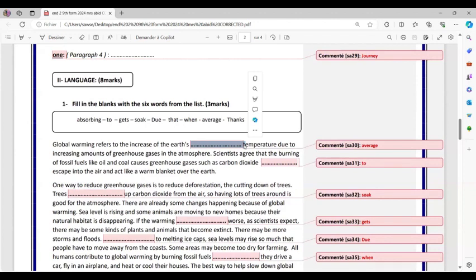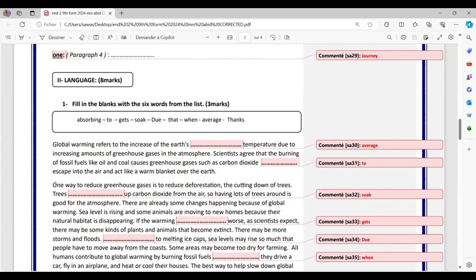And scientists agree that the burning of fossil fuel like oil or coal causes greenhouse gases such as carbon dioxide to escape. Now, why did I use to? Because I have the verb cause someone to do something. So it causes greenhouse gases such as carbon dioxide to escape into the air and act. Look here, and act. So it causes to and act. To escape and act.